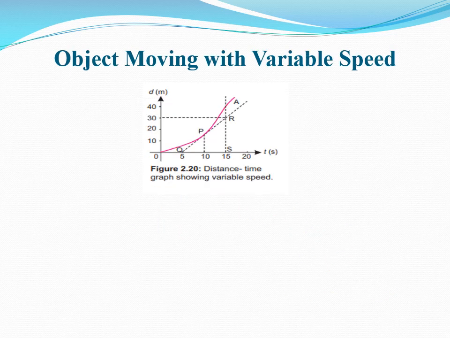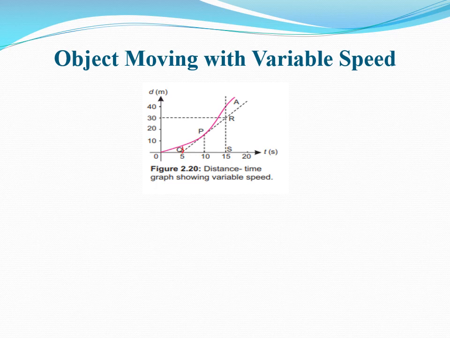The third case in distance time graphs is when an object moves with variable speed. So what is it? When an object does not cover equal distances in equal intervals of time, then its speed is not constant. In this case, the distance time graph is not a straight line, as shown in figure 2.20. The slope of the curve at any point can be found from the slope of the tangent at that point.